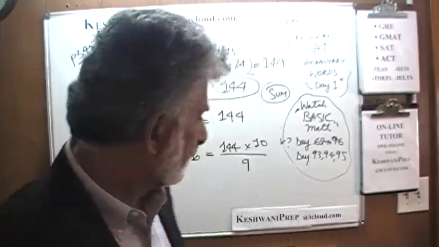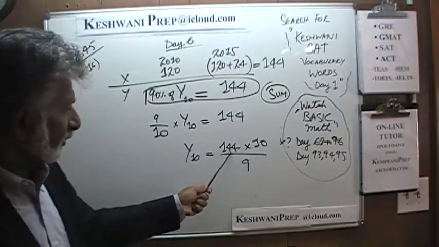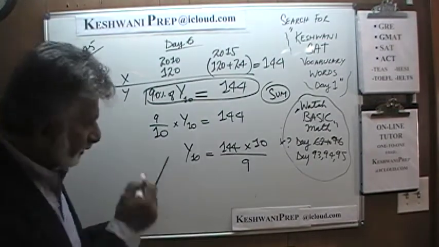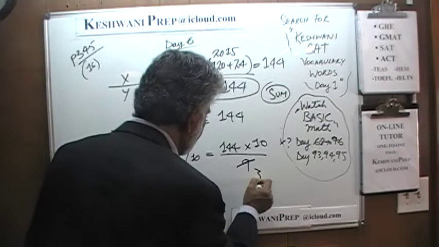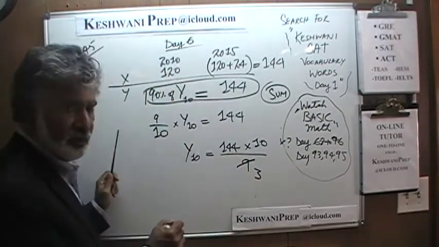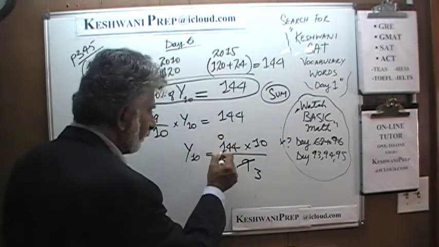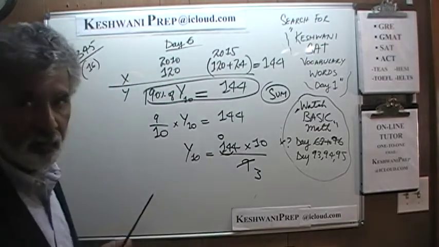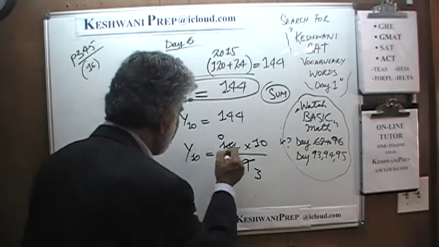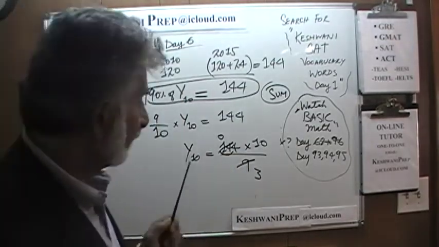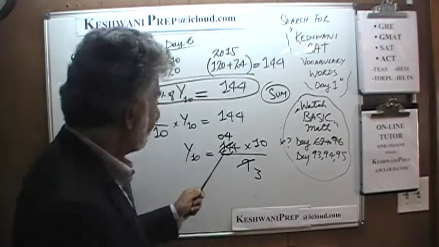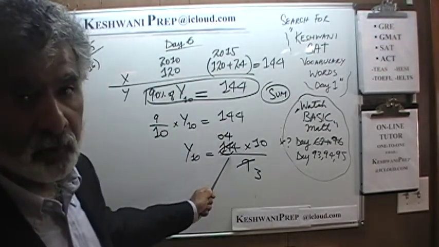I hope that you knew that. This is divisible by 3 because 1 plus 4 plus 4 is 9, and this is divisible by 3. Let's divide top and bottom by 3. This will become 3. How many 3's does 1 have? 1 has no 3's. What happens to that 1? 1 goes and joins 4 and becomes a 14. And 14 has how many 3's? 14 has 4 3's. 4 3's are 12. After we take away 12 from the 14, we have a remainder of 2.